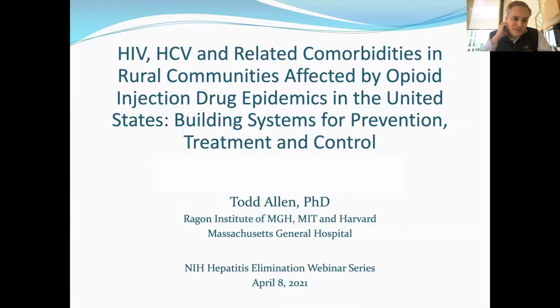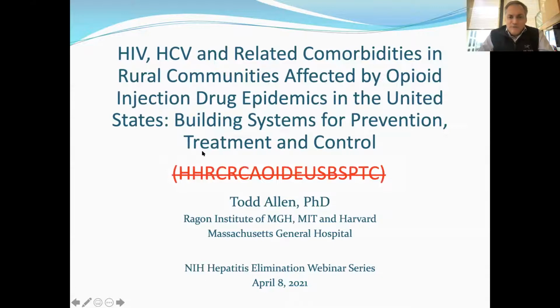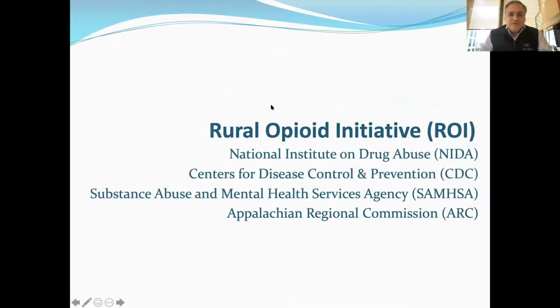The title here is really the title of the RFA that we all ended up applying for, but the focus is really around working within opioid injection drug epidemics and trying to understand and identify appropriate ways to prevent and treat. We tried to come up with a good acronym for this and we really couldn't, so we just refer to ourselves as the Rural Opioid Initiative. Importantly, it represents a collaboration across NIDA, the CDC, SAMHSA, and the Appalachian Regional Commission.